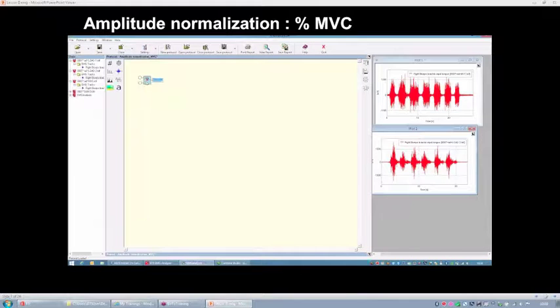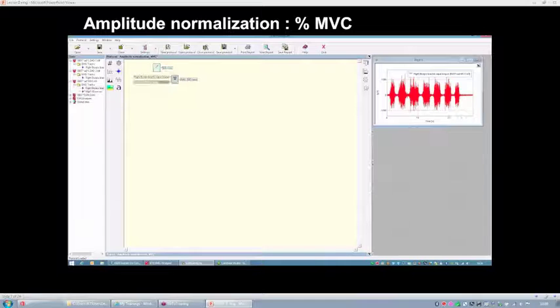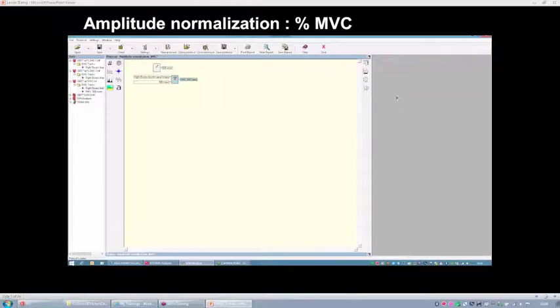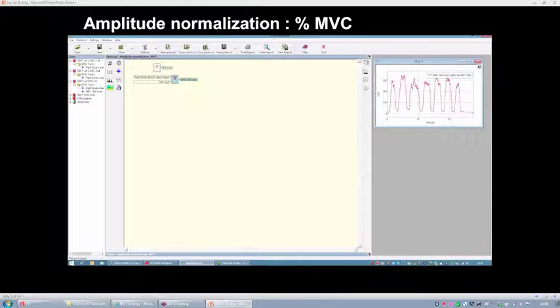So the first thing is to compute the envelope of the signal. We are going to use a root mean square algorithm with a duration of 500 milliseconds. You should remember from the first lesson how to compute that. Now I'm going to define the time window duration, 500 milliseconds. And that is the result.